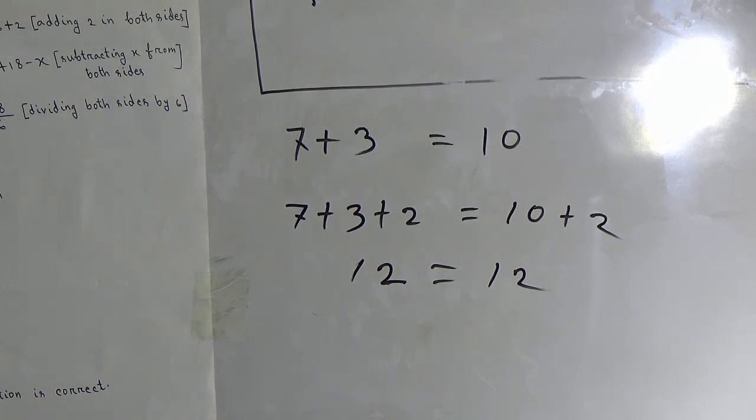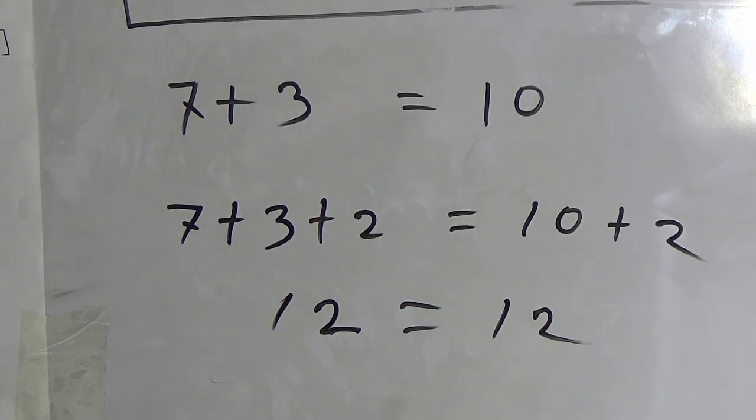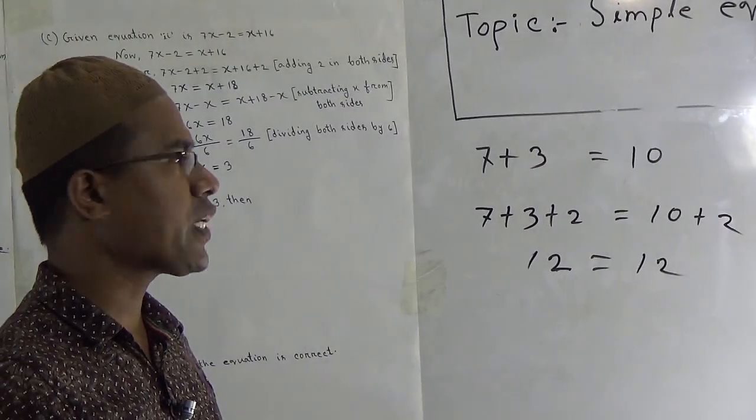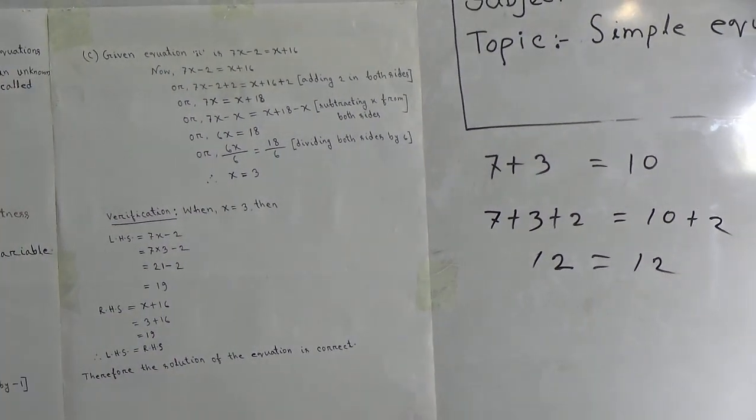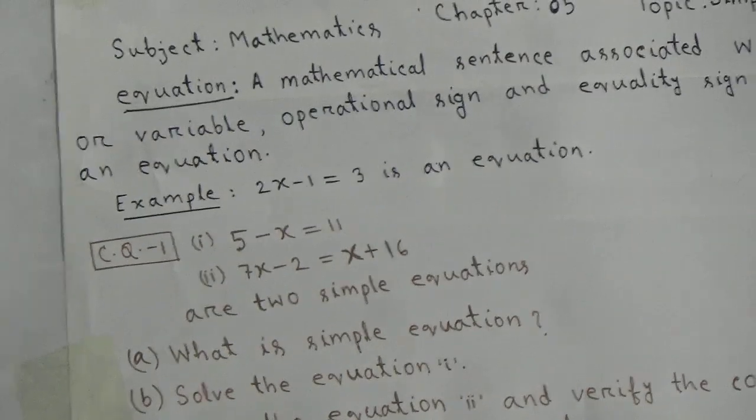Similarly, if we subtract the same number from both sides of a mathematical sentence, then the obtained mathematical sentence also will be true. If we multiply both sides of a mathematical sentence by the same number, then the obtained mathematical sentence also will be true. If we divide the two sides of a mathematical sentence by the same number, then the obtained mathematical sentence also will be true. Here equation is also a mathematical sentence.